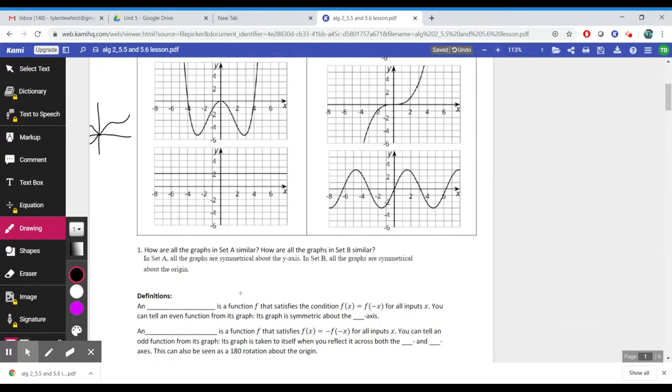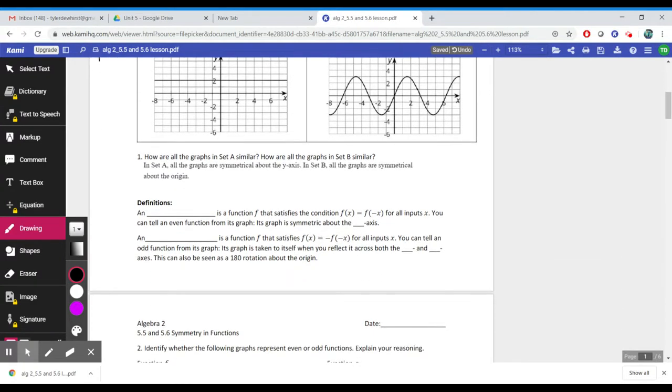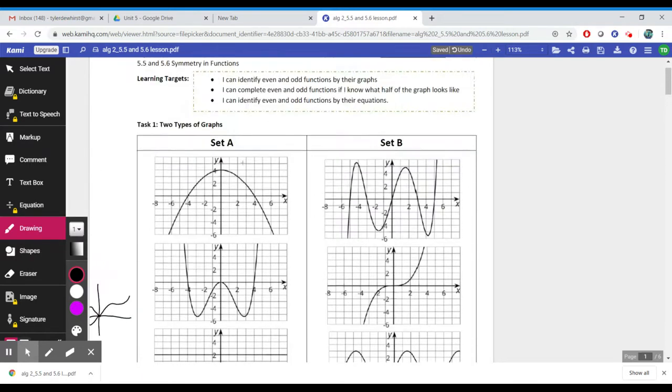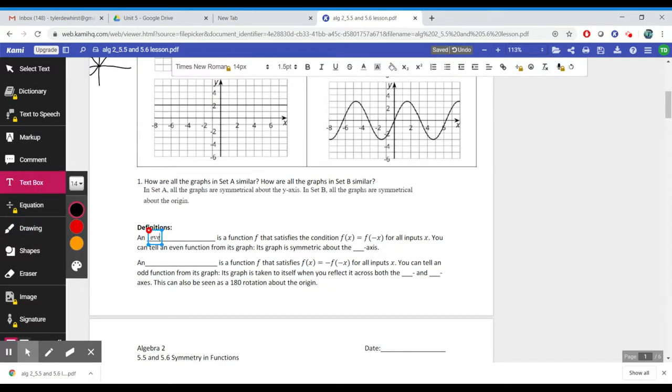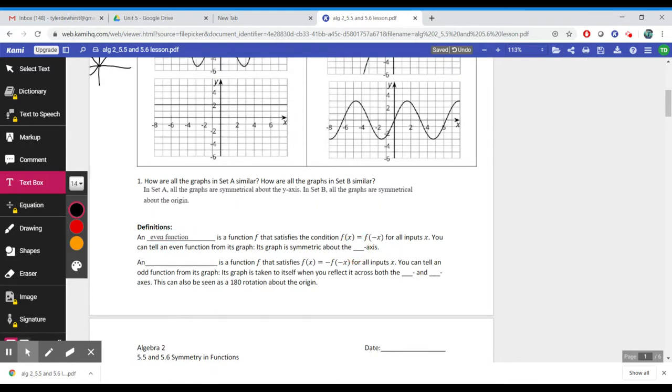So with that being said, we have a couple definitions. So the graphs in set A are all even functions. According to our definition here, an even function is a function f that satisfies the condition f of x equals f of negative x for all inputs x. You can tell an even function from its graph. Its graph is symmetric about the y-axis.